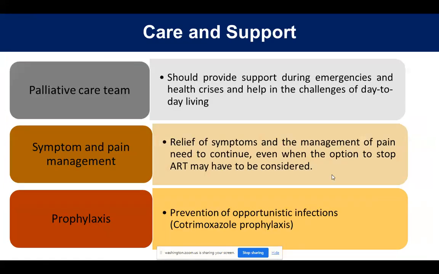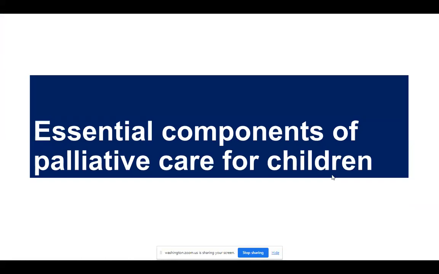The palliative care team should provide support during emergencies and health crises, and help in the challenges of day-to-day living. Symptom and pain management: relief of symptoms and management of pain need to continue even when the option to stop ART may have to be considered. Prophylaxis is prevention of opportunistic infections, the OIs, and cotrimoxazole prophylaxis should be given.